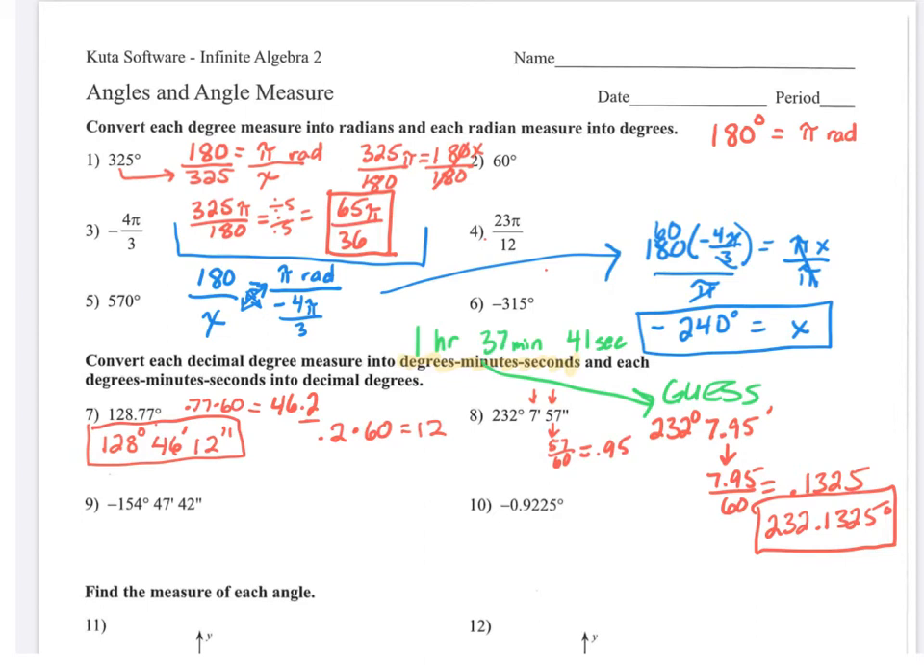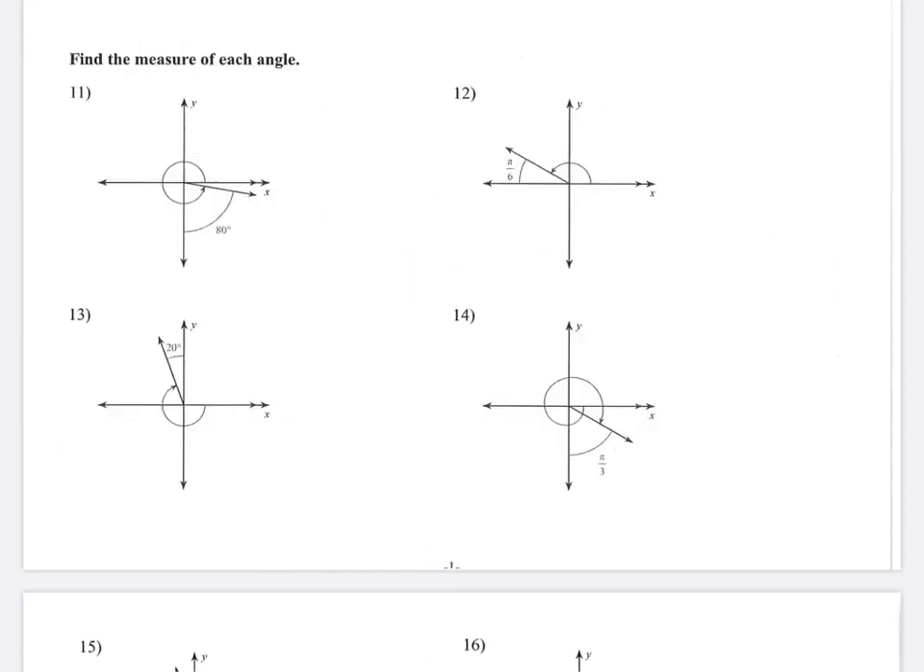Let's look at the next idea here. Okay, this one actually should be relatively easy. Find the measure of each angle. I'm okay if, if it's in degrees, keep it in degrees. If it's in radians, keep it in radians, but also you can make it into degrees also. So for example, let's look at number 13. 13 here, we're going backwards.